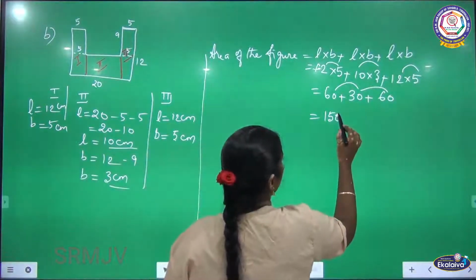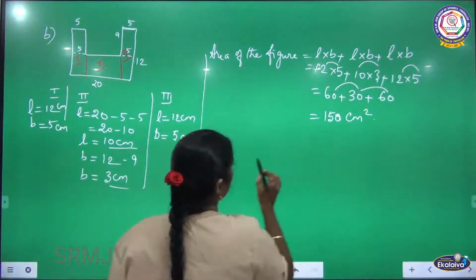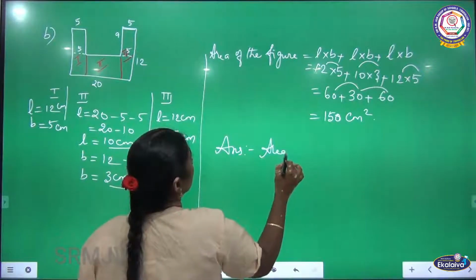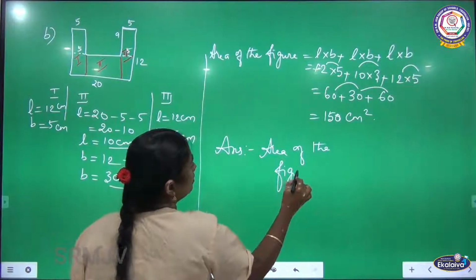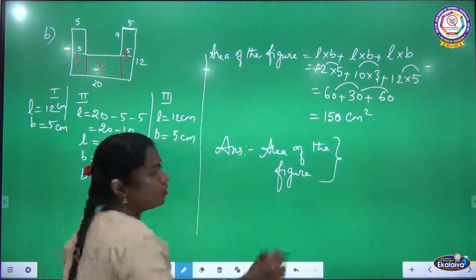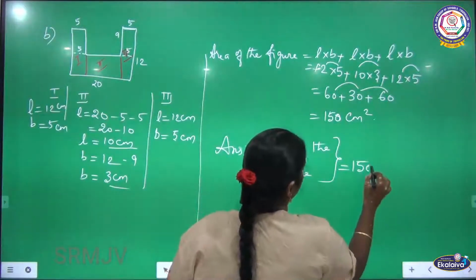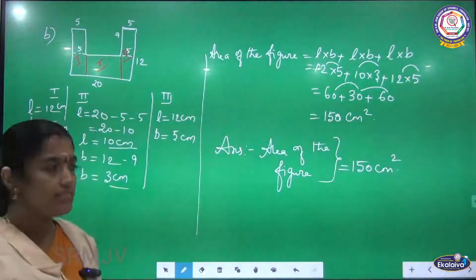See, the unit should be what? Centimeter square. So, answer. What is the answer you are going to write, children? Area of the figure. Area of the figure is equal to 150 centimeter square. Got it, children? Shall we move on to the next sum?